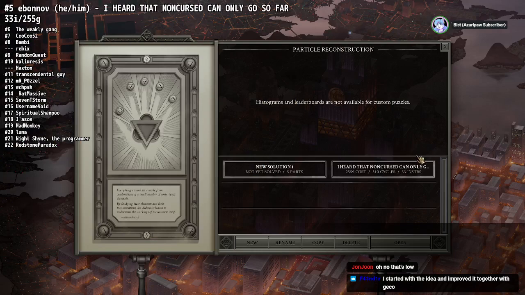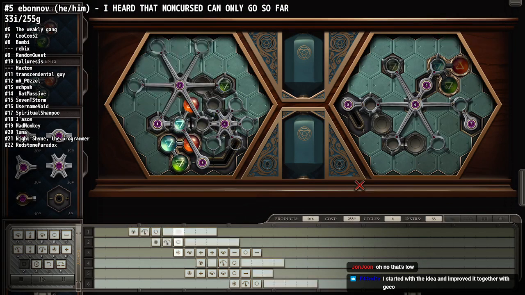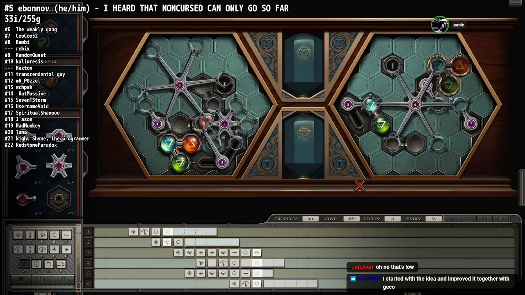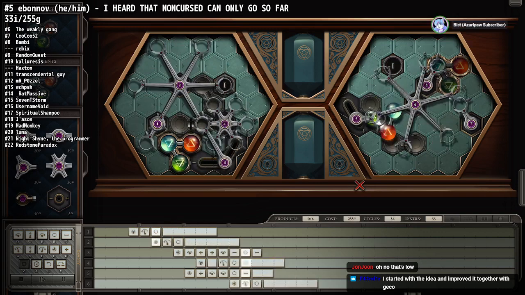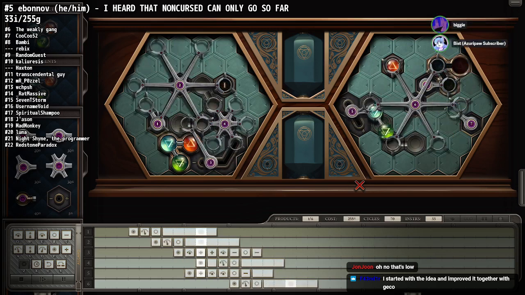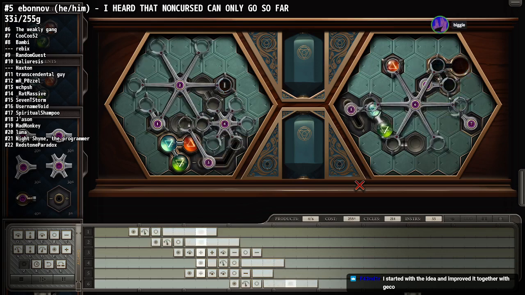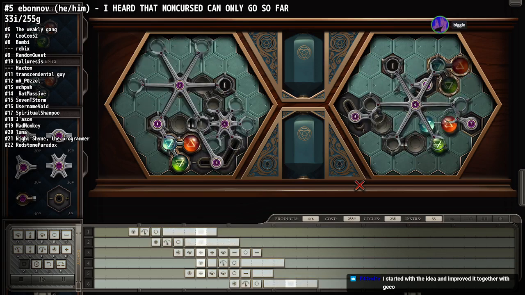Oh, that's a lot of notes. What's the solution title? I heard that non-cursed can only go so far. What is this gonna be? Huh. Oh, it's also a deadline arm. I see. But the disassembly is a bit different looking. I guess it's just hex arms messing with my eyes. This is almost the exact same assembly chamber as Team 42.